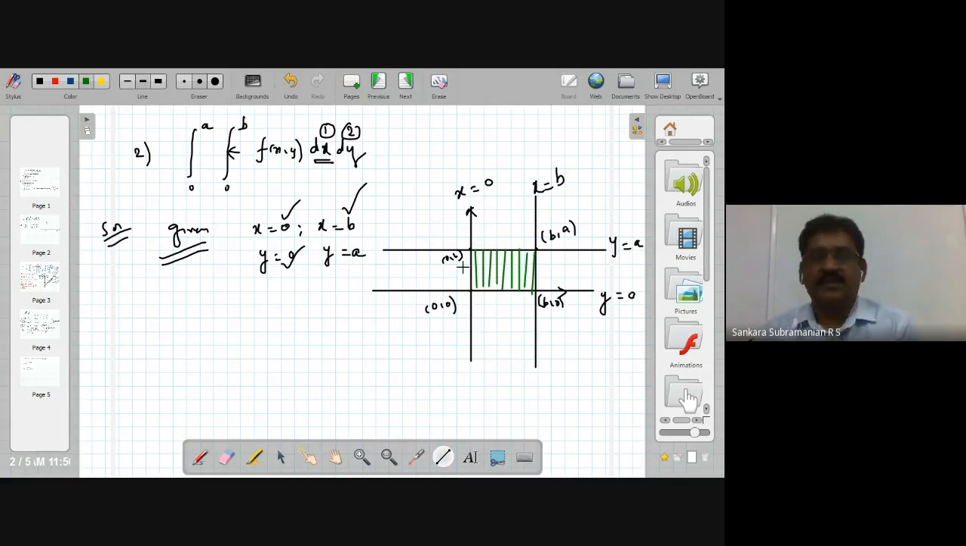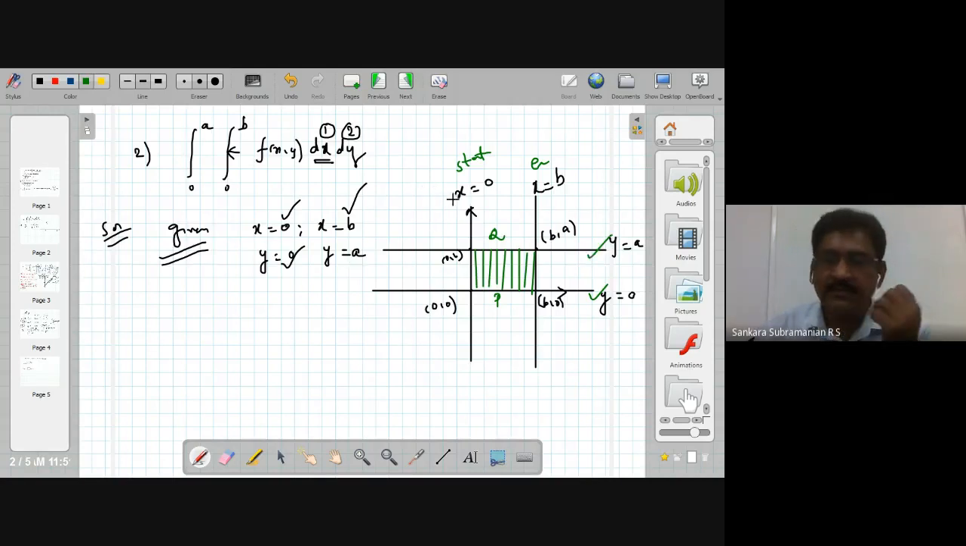This is the region of integration, x equal to 0 to x equal to b. Consider a strip PQ. This PQ is moved from x equal to 0, which is the start point, to the end point. To find the y limits, P touches the curve y equal to 0 and Q touches the curve y equal to a. This is the interpretation.